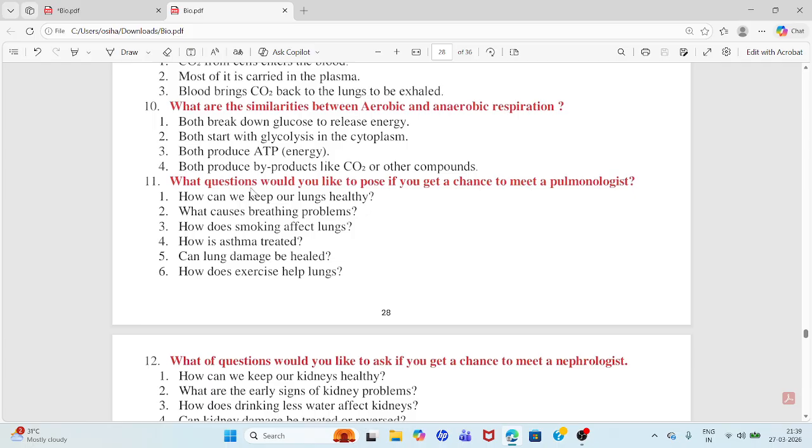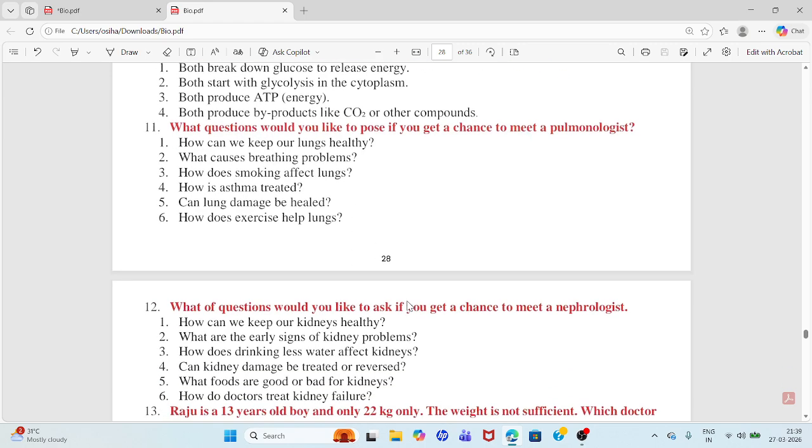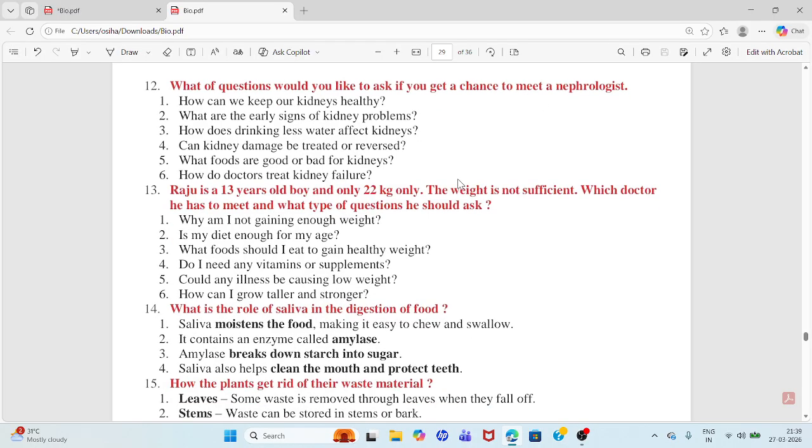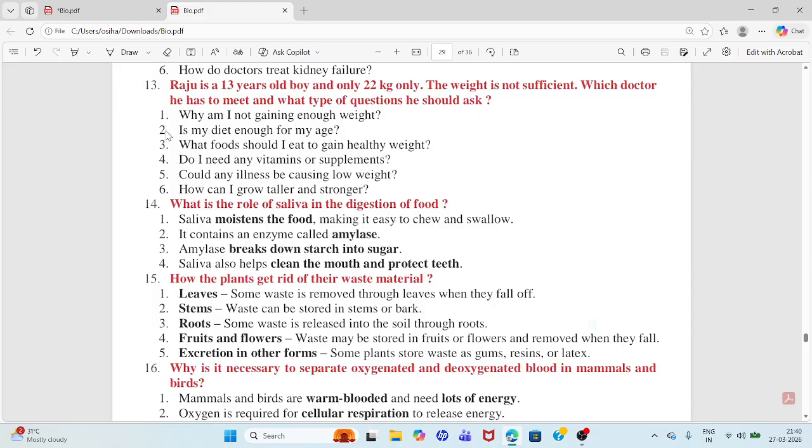11th question. What questions would you like to pose if you get a chance to meet a pulmonologist? Okay. What are the questions? These are the questions you can learn from here. This is also question based. What questions would you like to ask if you get a chance to meet a nephrologist? So learn this.